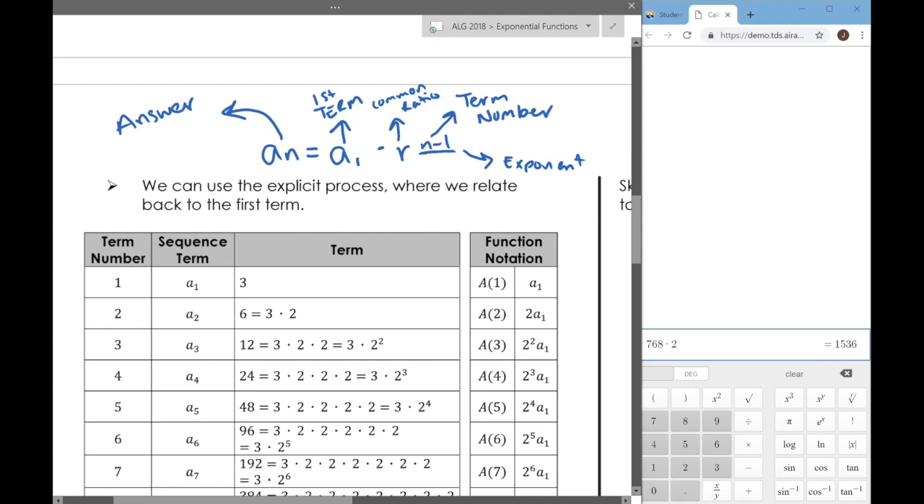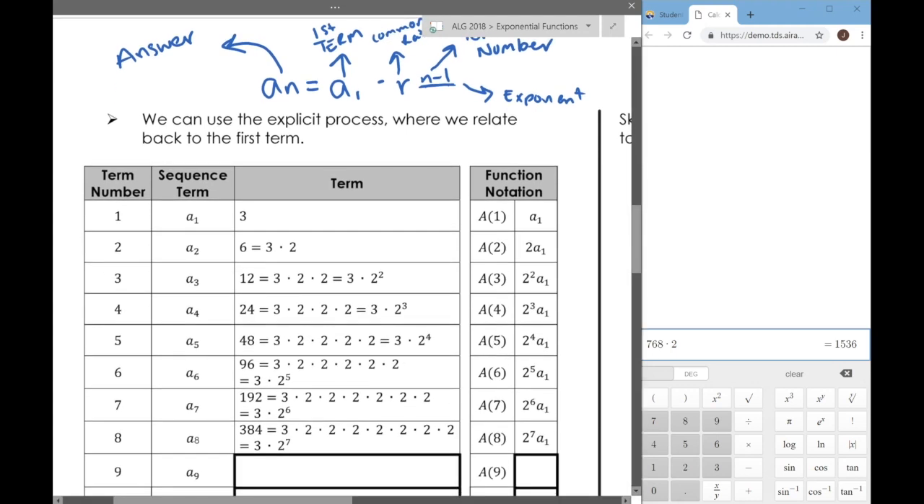Alright, so if you can see, we have our first term, a1 is 3, so I'm definitely going to need to use 3. And then our common ratio is 2. So if I really wanted to do this, every number is going to consist of the 3, and every number is going to consist of the 2. So it's 3 times 2 to the second power.